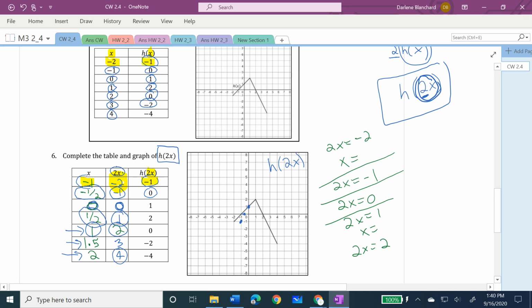So again, I'm taking the x coordinate of each point. This is the point 1, 2. I'm dividing the x coordinate by 2 and plotting that point. This point is 2, 0. I'm dividing the x coordinate by 2 and I'm plotting that point. And I need to erase the point that I drew for the original graph.